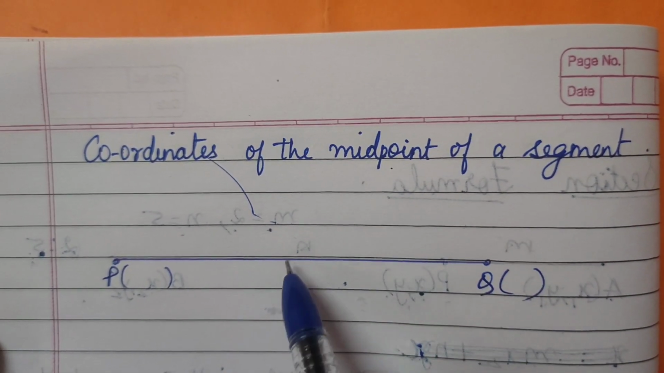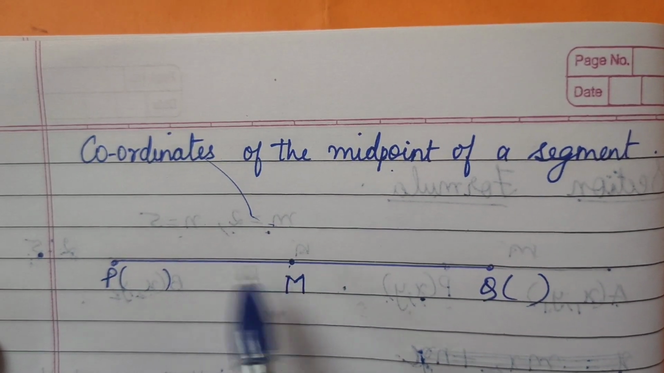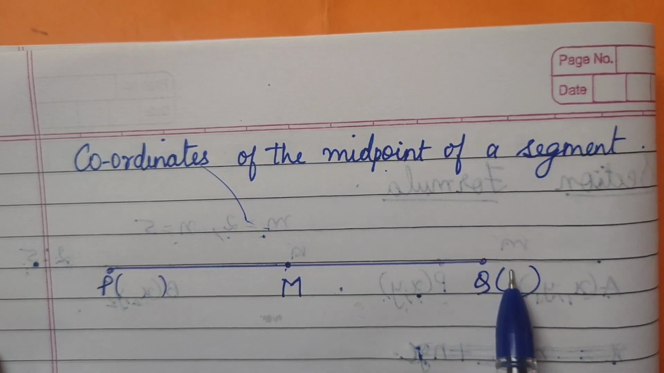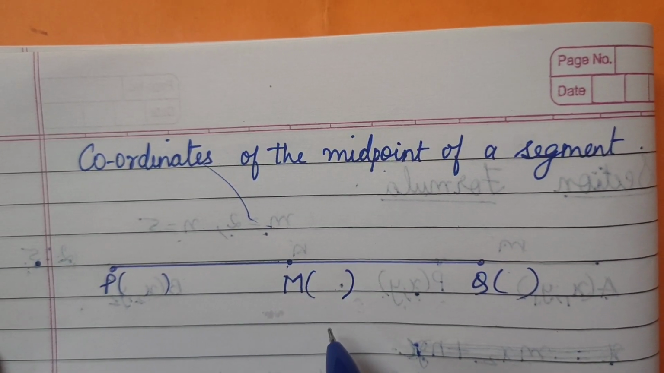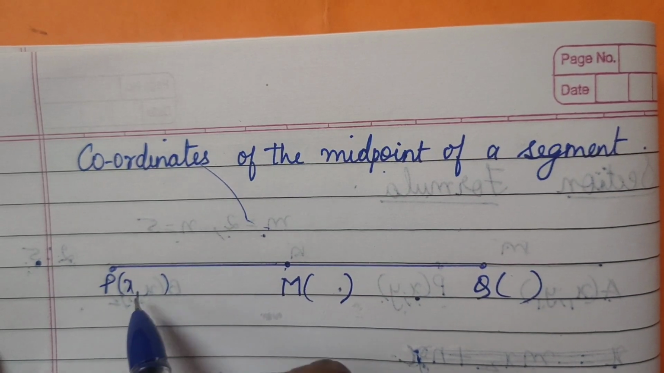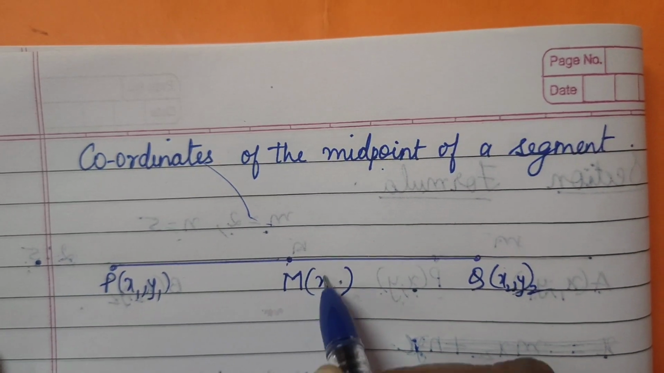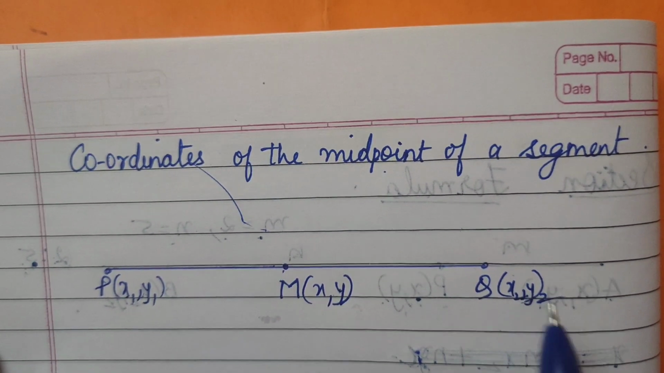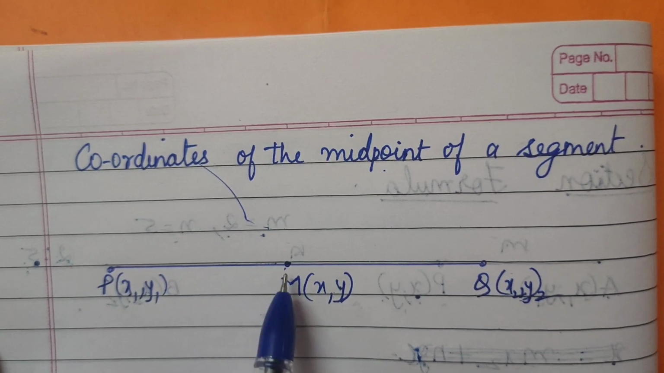Here P coordinates is given and Q coordinate. If M is considered as a midpoint, that means M is dividing the segment into two equal parts. This is equal to this. So when such condition comes, how will you find this coordinate? Okay, x1, y1, this we say always, and this is x2, y2. And this will be named as x, y here. So this point is given, this point is given. Then how to find this point when it is situated exactly in the middle?